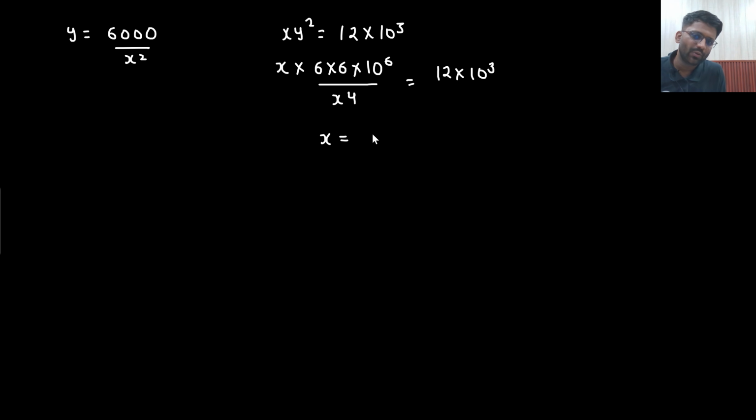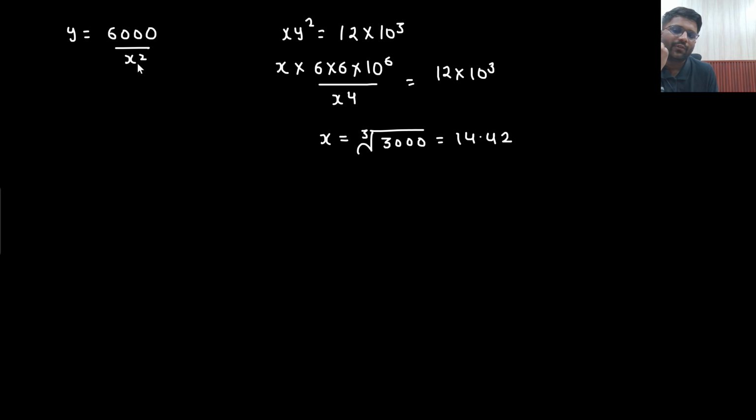No, it will become cube root of what? Cube root of what? 10 to the power 3 to here. This will become 3,000. Right? Cube root of 3,000 it will become. What will be the cube root of 3,000? That will be 14.42. So value of x is coming out to be 14.42.